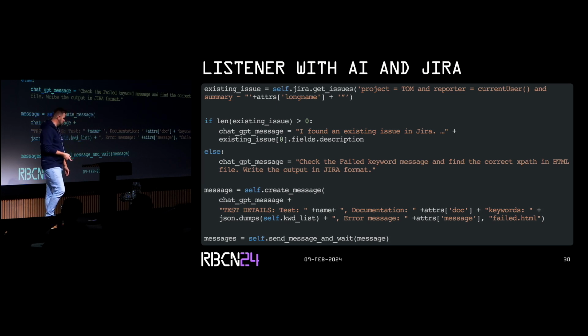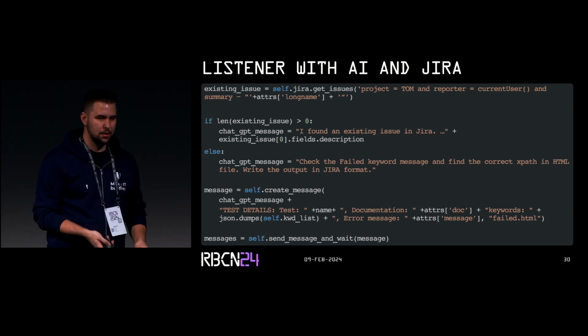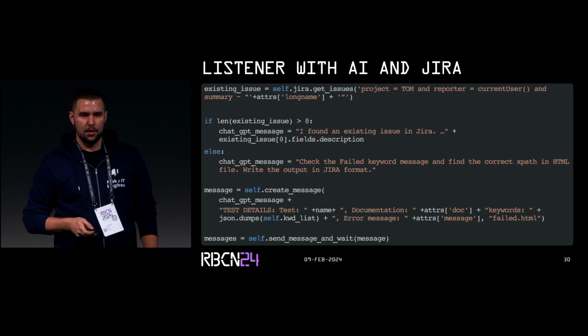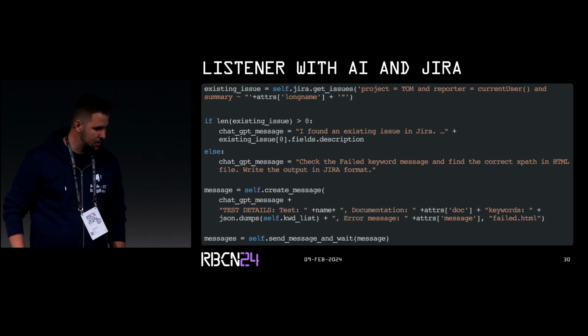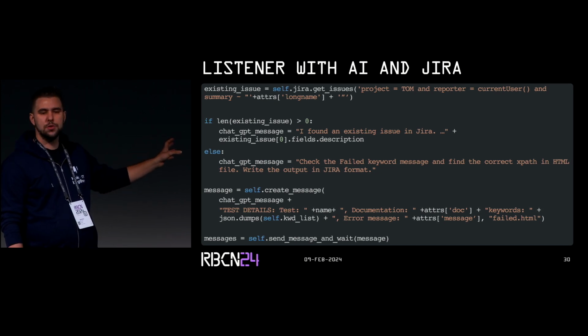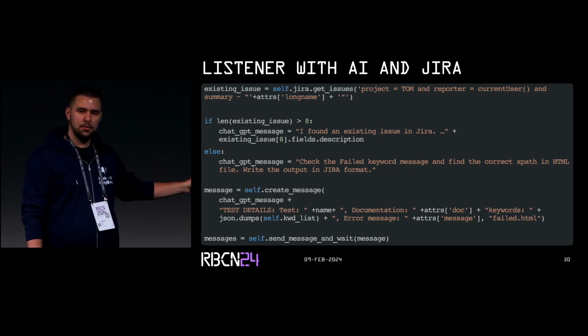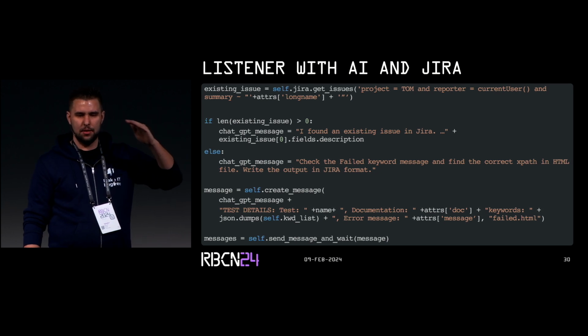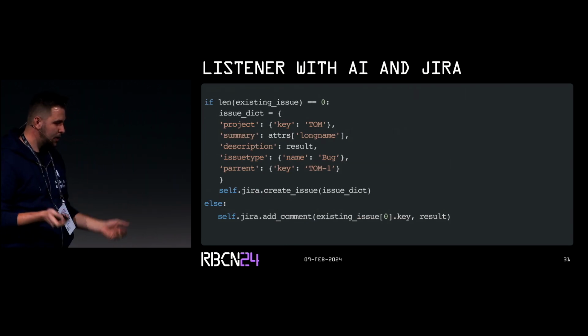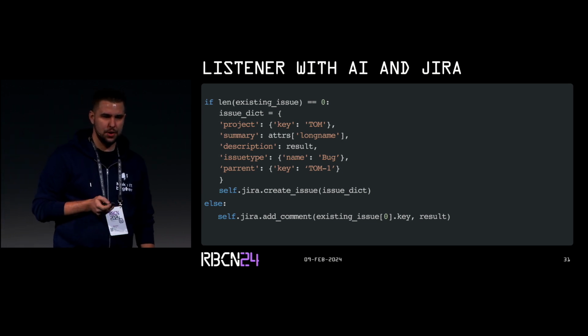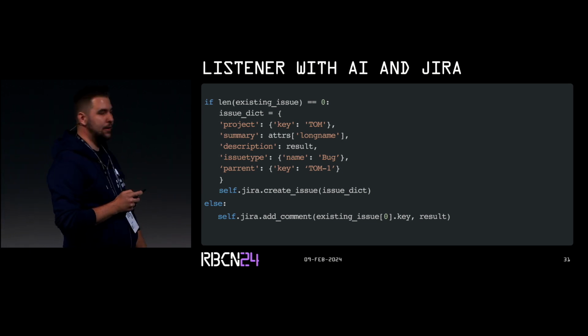Then, if it's not found, we just generate the message. So it's all about how we set up the queries to OpenAI itself. Then we send the message with additional parameters. I also want to have the keywords that were executed, so the list of which keywords passed, where it failed, and which were ignored. And then we will just create the Jira issue or add the comment.